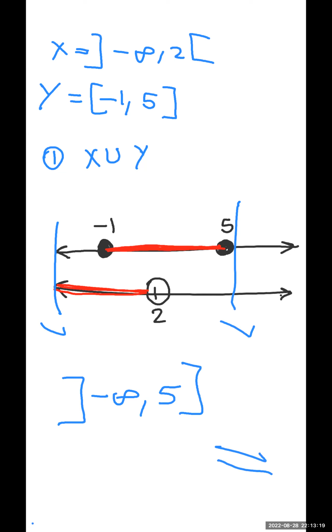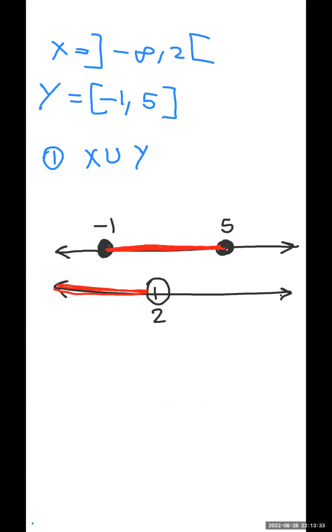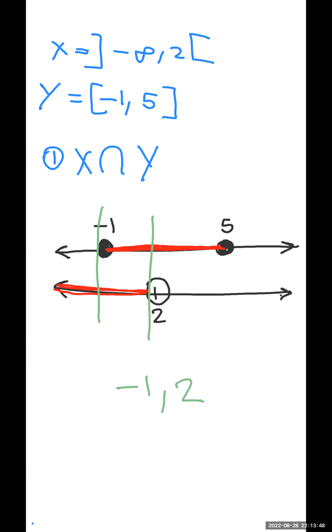Okay. Another requirement on the same intervals. Now get me X intersection Y. What is the common area here? Between 2 and negative 1. Exactly. So negative 1 and 2. Negative 1 is common in the two intervals. Yes, closed. 2 is common in the two intervals? No, opened. Very good. Done.